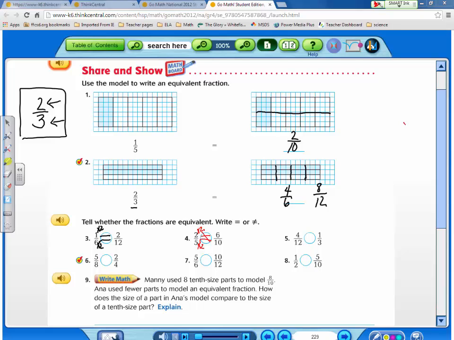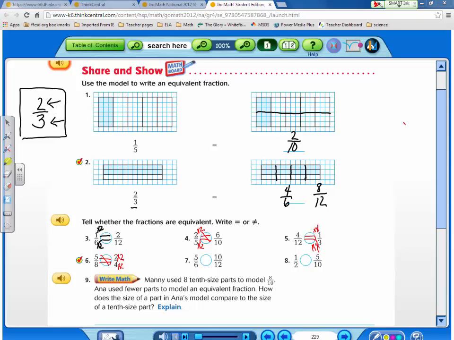Now number 5, they're starting with the larger denominator, and that's okay. We can just think backwards. We'll say 3 times what is 12? 3 times 4 is 12. So 1 times 4 is 4, so this is equivalent. And we would keep doing that with these problems. 4 times what is 8? 4 times 2. So 2 times 2, oh, that's 4, so this is not equivalent.